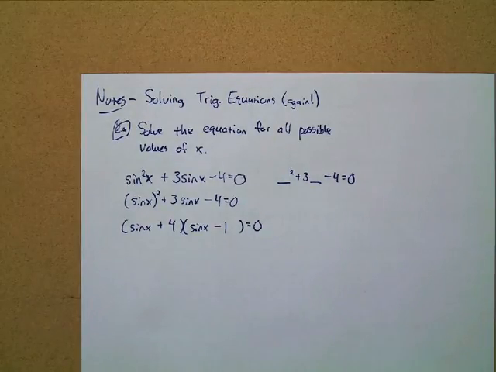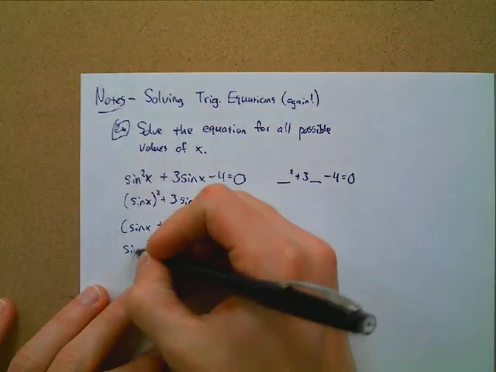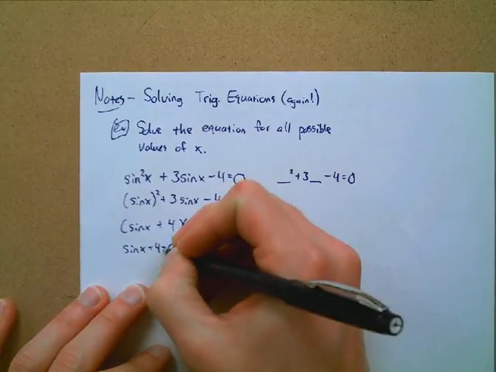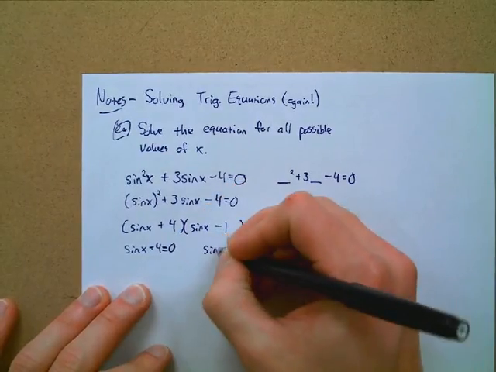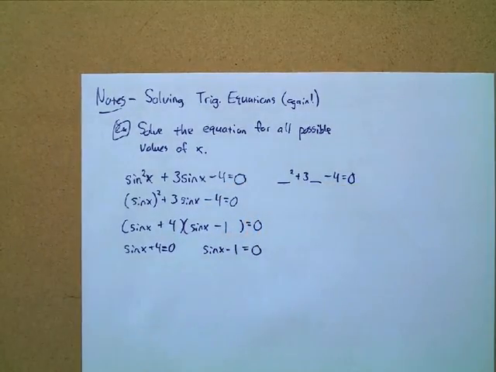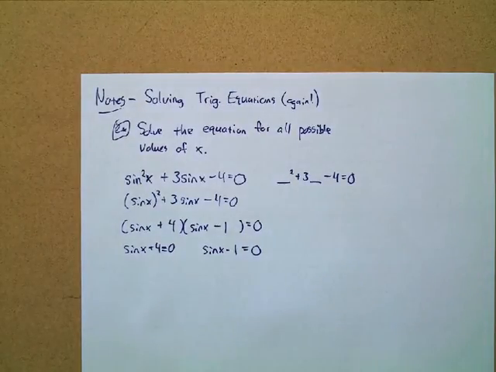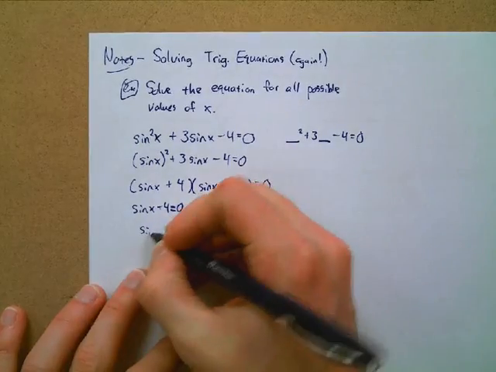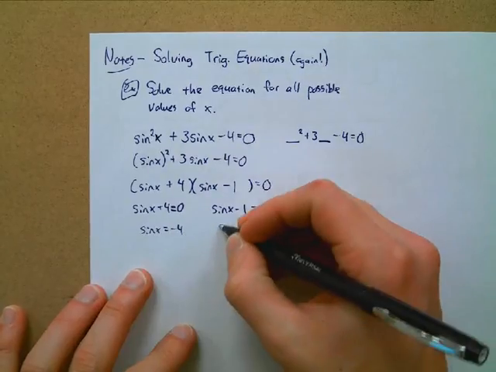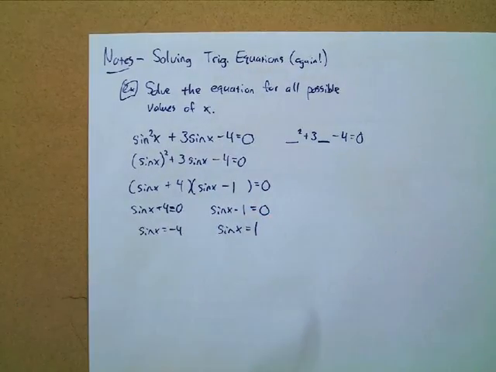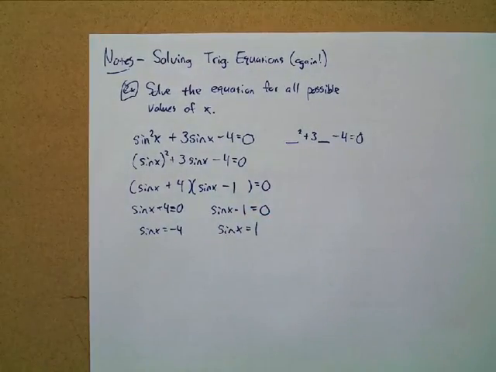And so now we have two things that multiply to make 0, so we can set each one of those factors equal to 0 by the zero product property, and we get sine of x equals -4 and sine of x equals 1. Okay? Then we just solve. When does sine of x equal -4? That's right, never. Okay, so we don't have to worry about that.